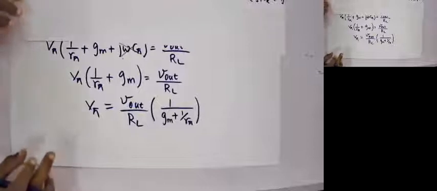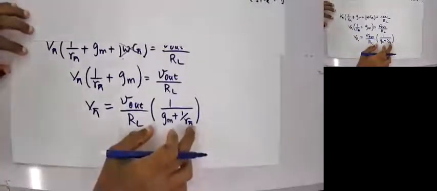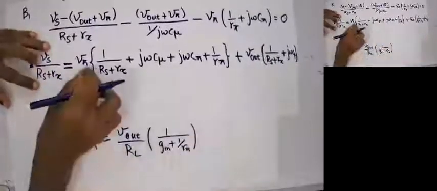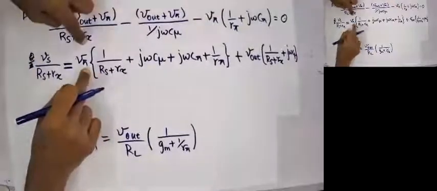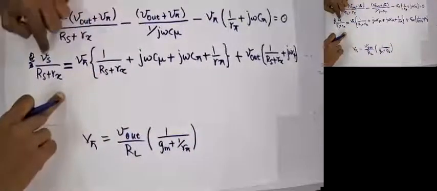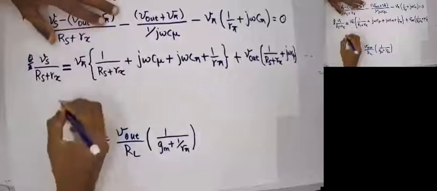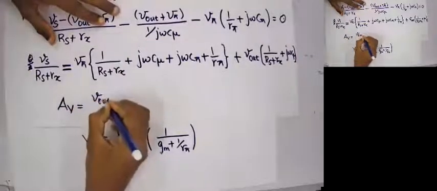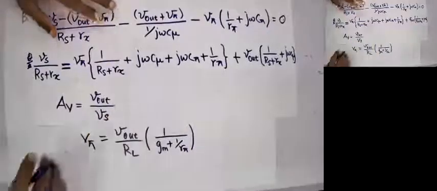Clear? GM into 1 over R phi. Now, substitute the whole term instead of V pi here. So this is the V pi. We have another equation here. Just substitute here. V out. You can take V out common, and then we have Vs. So our voltage gain AV will be V out divided by Vs.